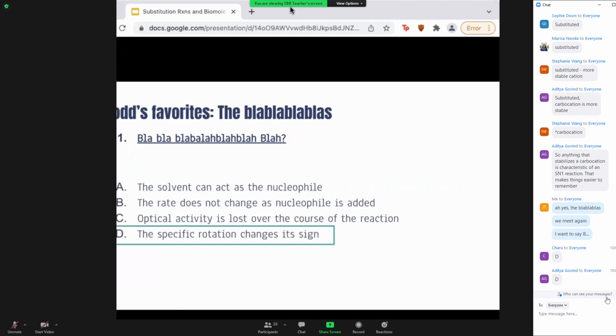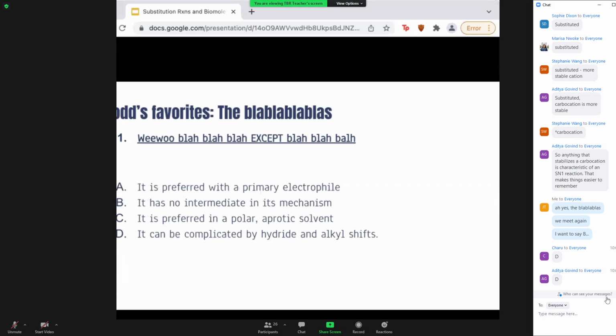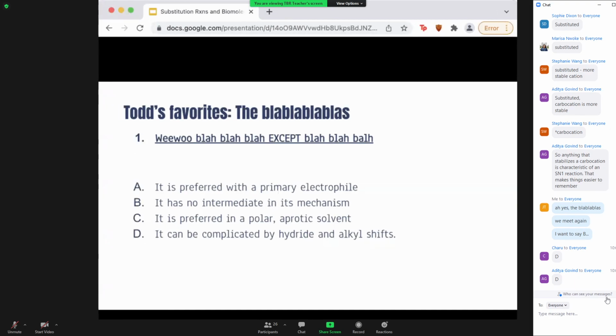Give me one second. Okay. Our next one, wee woo, blah, blah, blah, blah, except blah, blah, blah. Give you a couple minutes to figure out the answer here. The MCAT loves except questions, so get used to answering them. Getting some great answers.